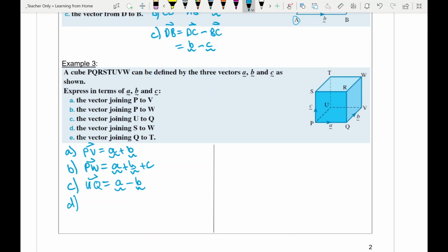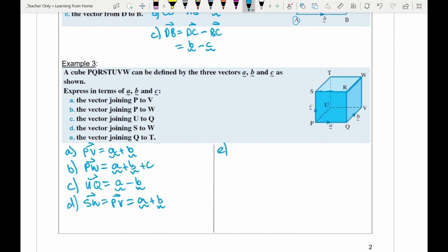For part D, we've got S to W. So we're taking the path of A, we're taking the path of B. So S to W is actually the same as P to V, which we already know is A plus B.